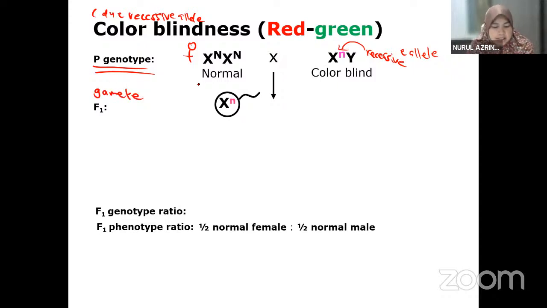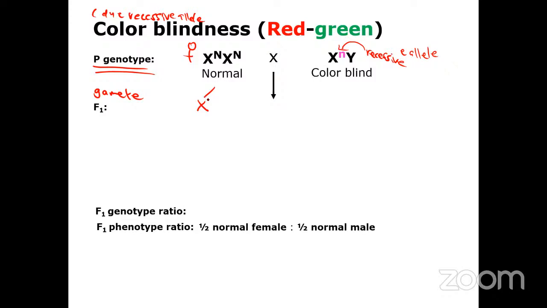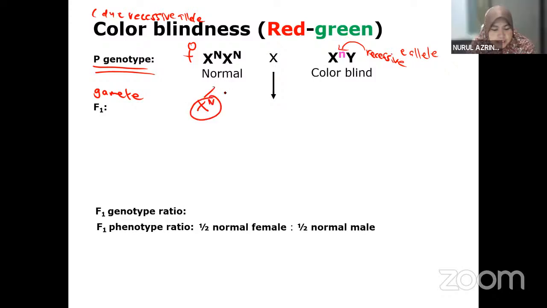Okay, nampak tak gamete dia? Okay, tak apa. Gamete. What is the gamete for the female? X capital N. Jangan lupa bulatkan. N ni pun sama, X capital N. Bulatkan. Since dia sama, tak kisah. Kita boleh buat satu. Tak ada masalah. Okay. And for the male, X small n, Y. Bulatkan macam tu.